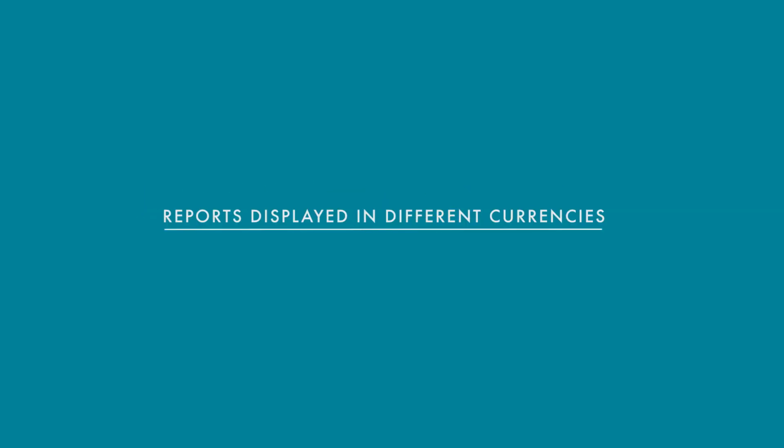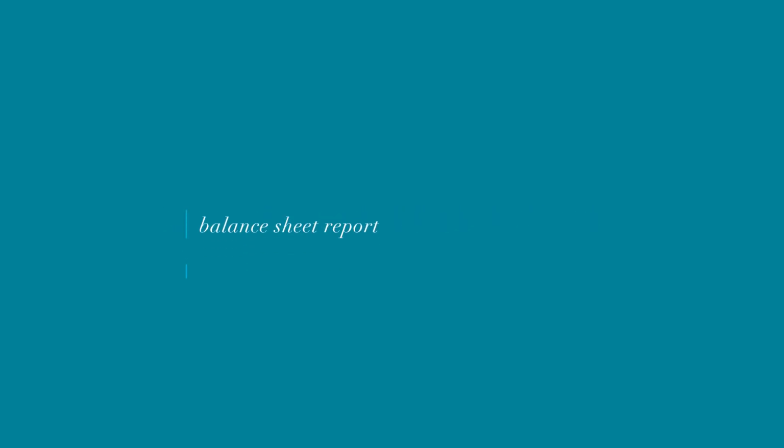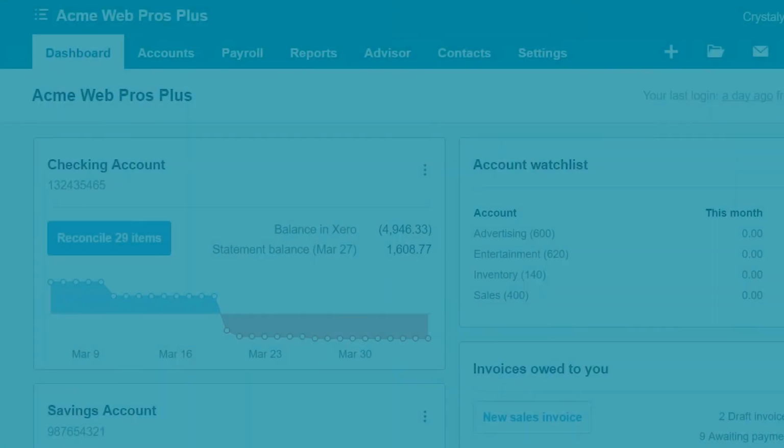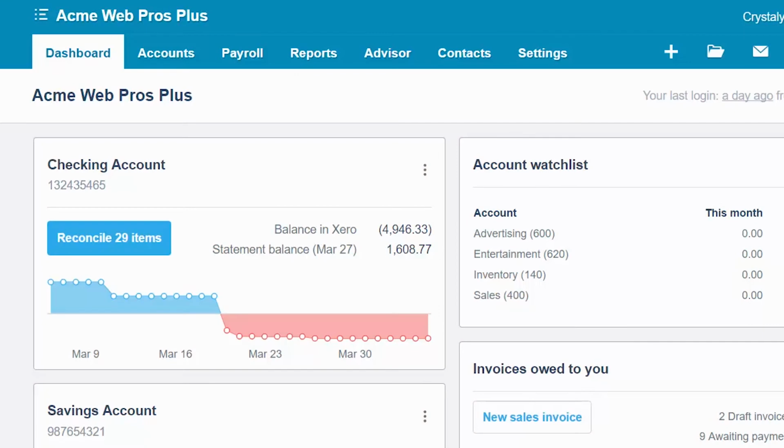There are 3 reports in Xero that can be displayed in another currency: the balance sheet report, the income statement, and budget variance reports. By default, these reports will display in your native currency. However, you can easily change the report options to display the currency field where you can choose one of the other currencies that you have set up for your organization.